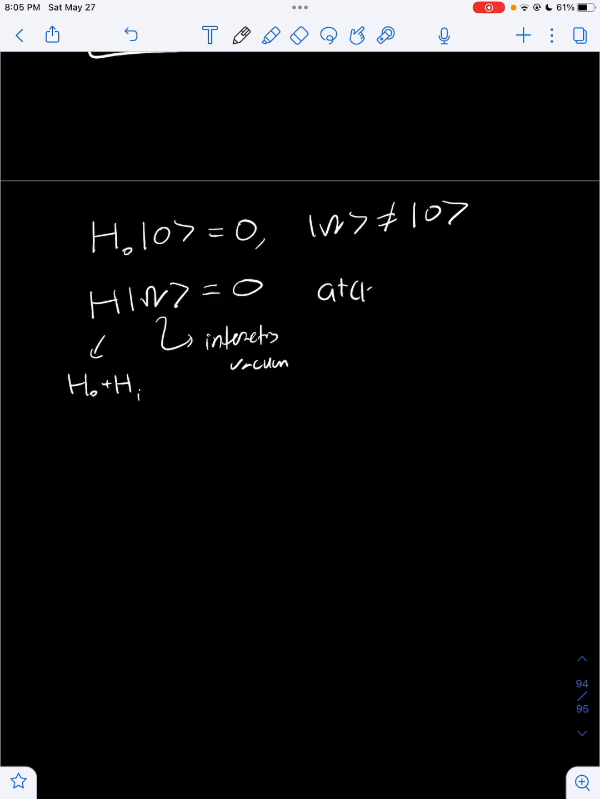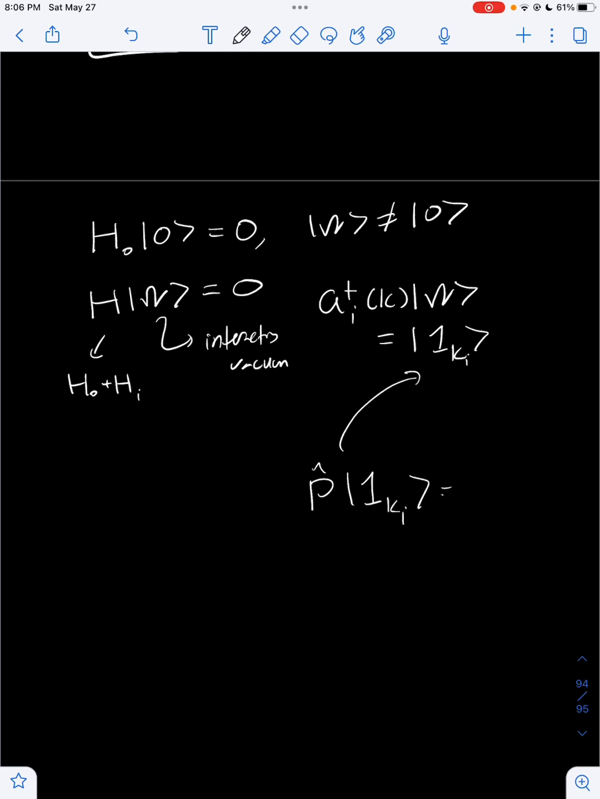a_k dagger acting on this interacting vacuum will not give us a one-particle state. So instead, we want to define some sort of analog, some sort of interacting creation operator that acts on omega and gives us some one-particle state with momentum k, some one-particle interacting state. Let me call that k_I. And then the momentum operator will act on this state and give us an eigenstate of that operator.